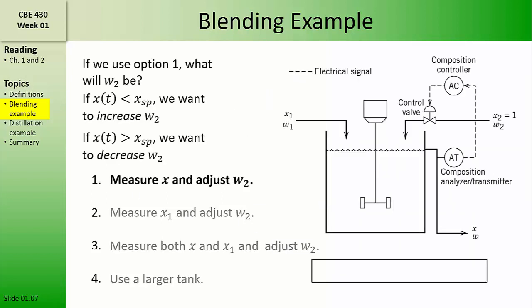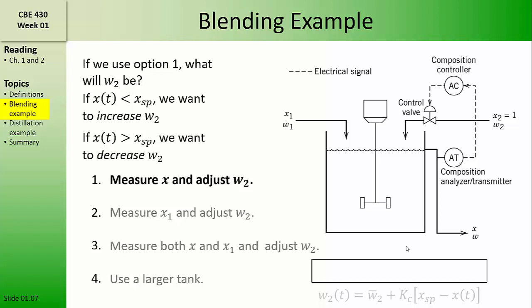So if we were to use option 1, the instrument diagram shown here adds a composition analyzer transmitter to the effluent stream, which sends an electronic signal, which we will always indicate with a broken line, to an instrument that's called a composition controller. That composition controller then sends a signal to the control valve. If X is less than the set point, then we would want W2 to increase, and if X is greater than the set point, then we would want W2 to decrease, because W2 is the flow rate of a stream that contains pure solute.